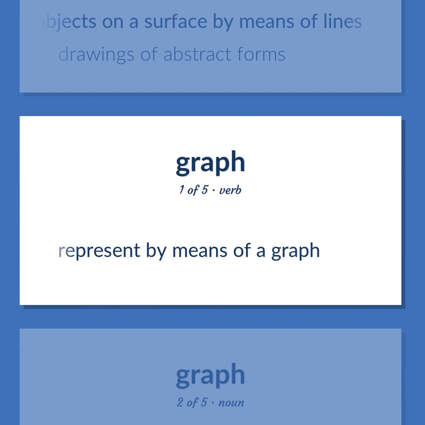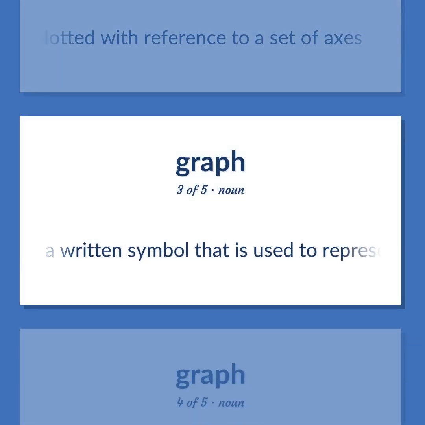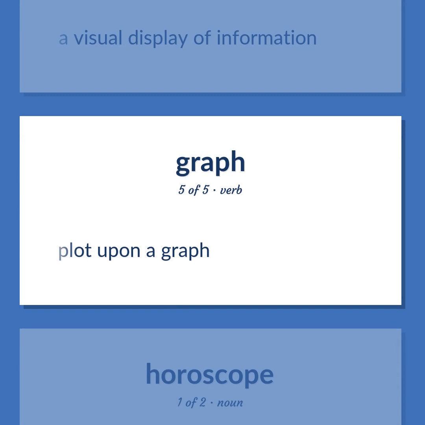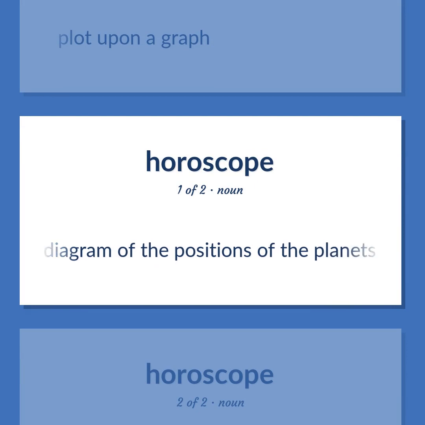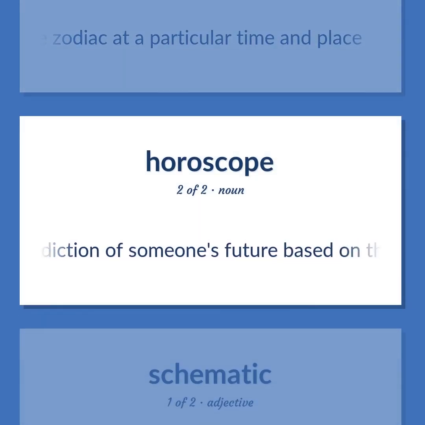Represent by means of a graph. A visual representation of the relations between certain quantities, represented as points, plotted with reference to a set of axes. A written symbol that is used to represent speech. A visual display of information. Plot upon a graph. A diagram of the positions of the planets and signs of the zodiac at a particular time and place. A prediction of someone's future based on the relative positions of the planets.